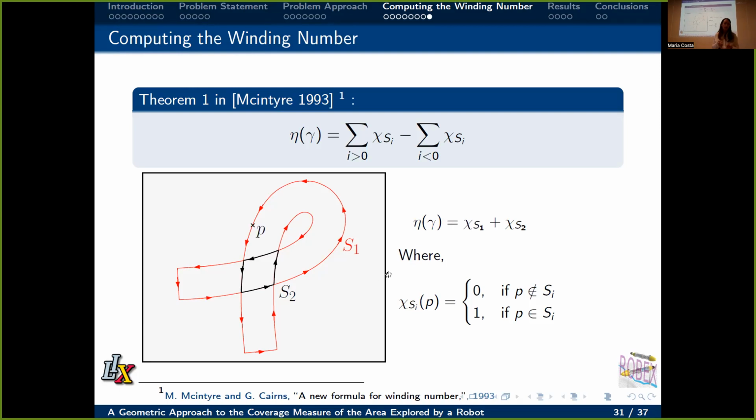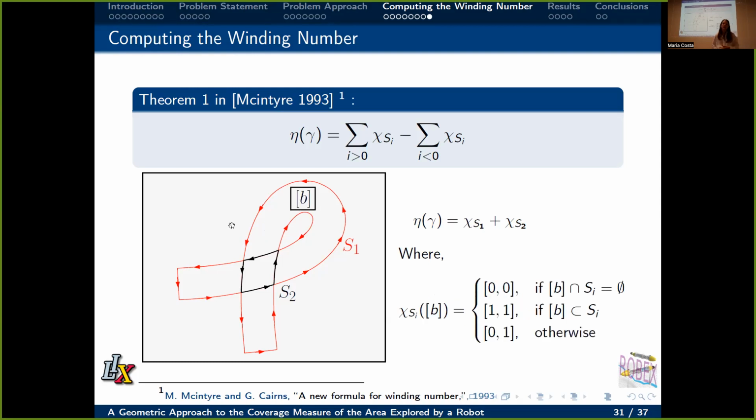And what happens if the point is on the border of one of the sets? Usually in the literature, in this case, the winding number is not defined. However, for us, a point that is on the border of the sonar's contour is a point that was observed by the robot, so it is a point that was seen at least once. So for us, in this case, the winding number is defined, and for this point it would be equal to 1.